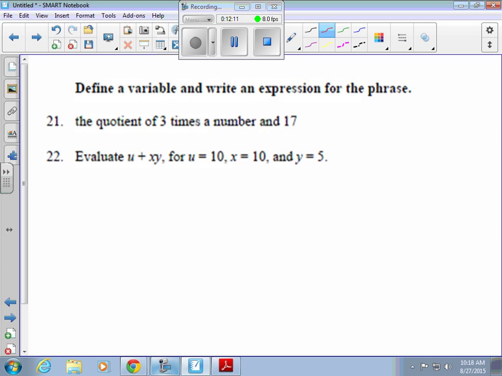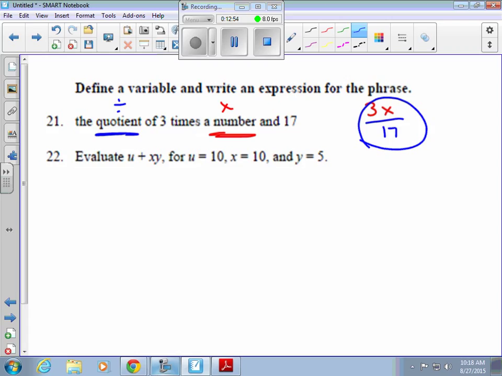For 21 and 22, just for 21, we're defining the variable, and then we're writing the expression of the phrase. So it's exactly like 19 and 20, except they don't give you the letter to use or the variable. It says the quotient of 3 times a number. There you go, times a number, x. So the quotient of 3 times a number and 17. 3 times a number, so 3x, 3 times x. Quotient means division, so 3 times a number divided by 17.